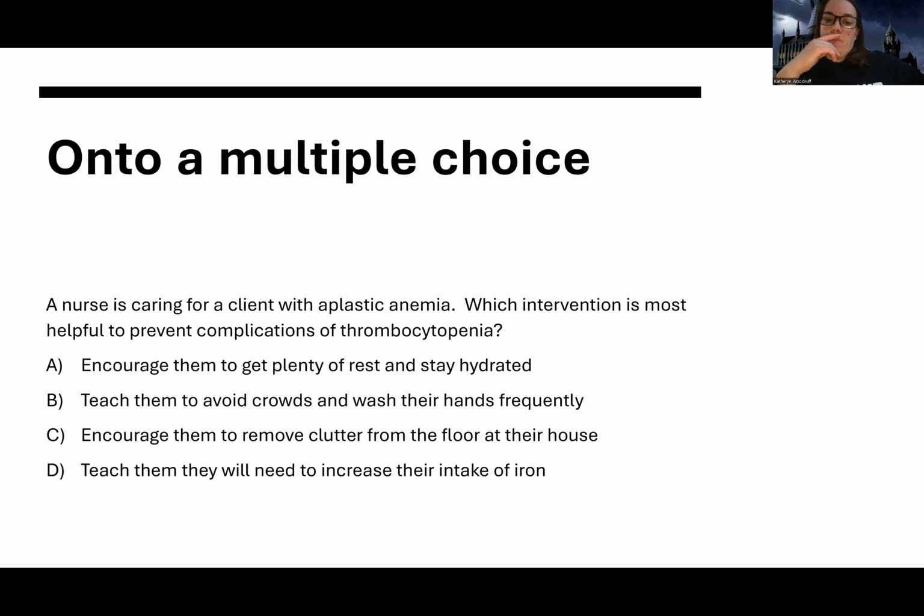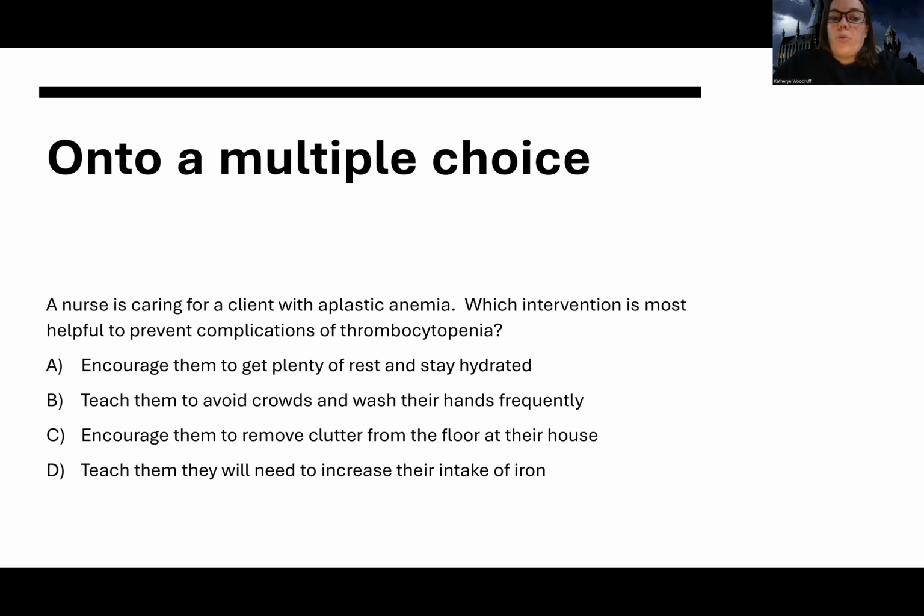Let's say I don't remember what thrombocytopenia is. Thrombo, or thrombus, is like a clot, and penia, I think puny or small. When people are low on the cells that help us to clot, that's our platelets. Our red blood cells help us to oxygenate. Our white blood cells help with fighting infection. But thrombocytopenia is talking about a low number of platelets. So this is saying a person has aplastic anemia.